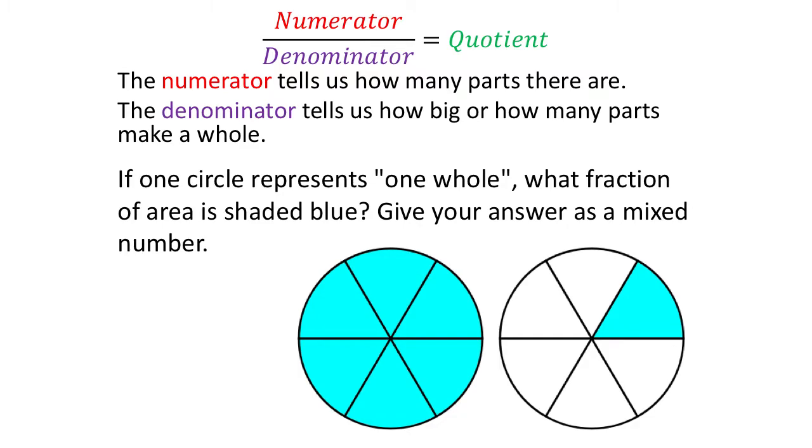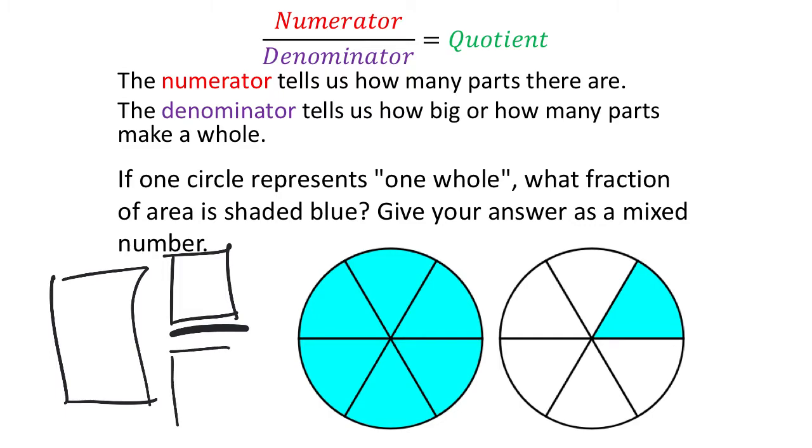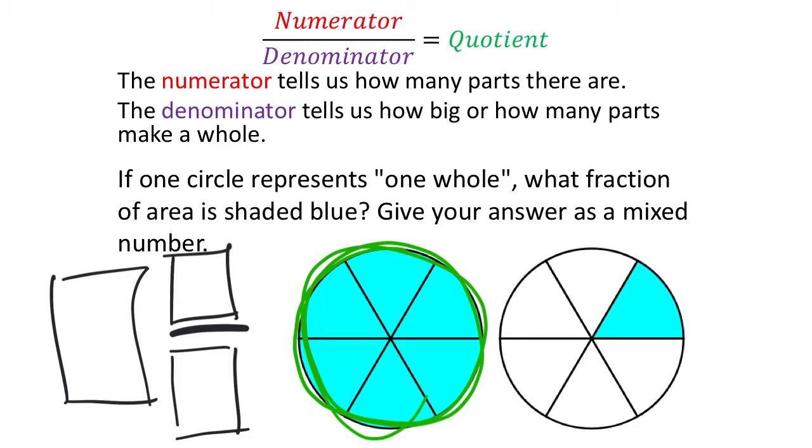If one circle represents 1 whole, what fraction of area is shaded blue? Well, once again, I'll set this up with some boxes so I know which value goes where, or hopefully I do. So there's our whole number, there's our numerator, there's the denominator. I just need to fill in these blanks. And sure enough, we have another whole circle right here. I circled in green right there.